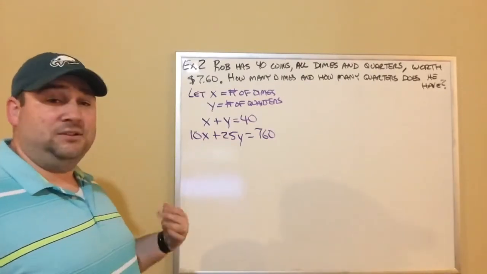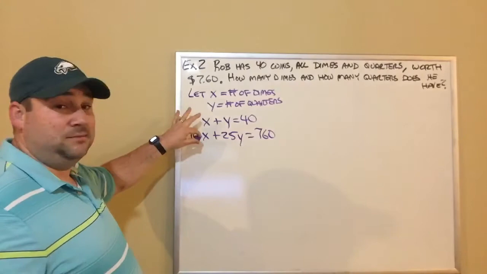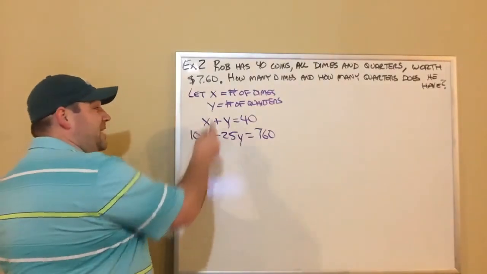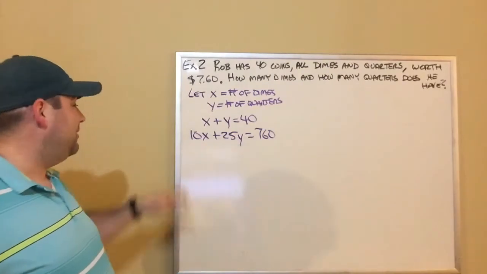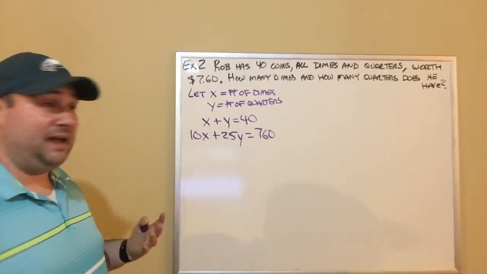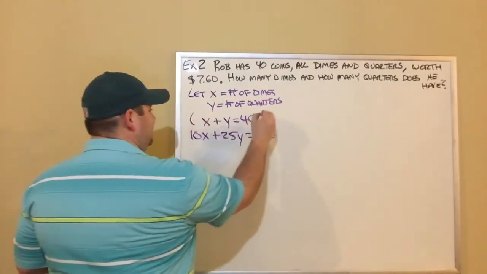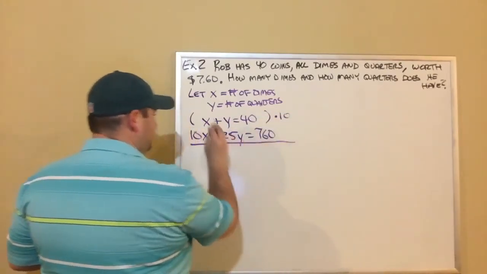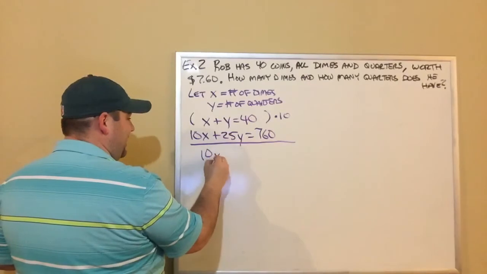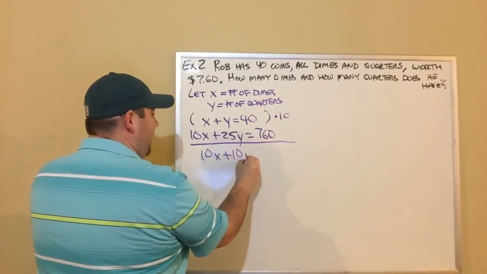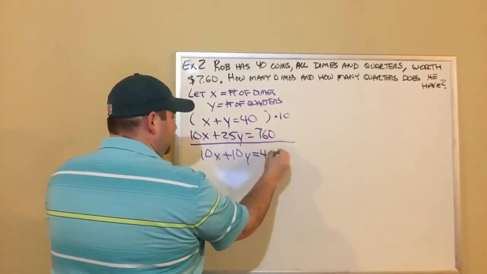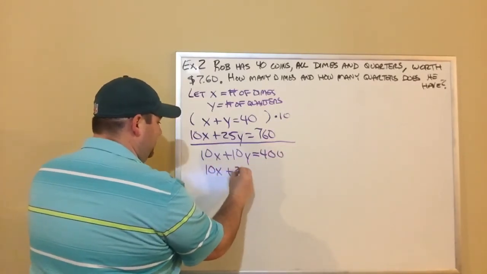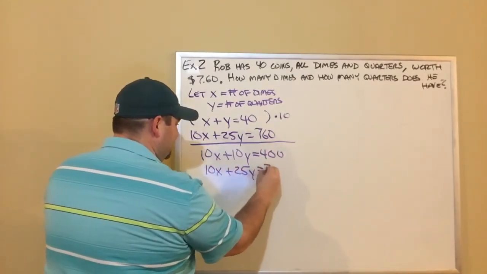So now all I got to do is solve. Again, this is a system of equations. I'm going to solve by elimination because they're lined up. I got my x's and my y's. Now I don't have any numbers lined up, so I'm going to have to multiply. I'm going to multiply the top equation by 10. So I'm going to rewrite that. That's going to be 10x plus 10y equals 400. The bottom one stays the same, 10x plus 25y equals 760.